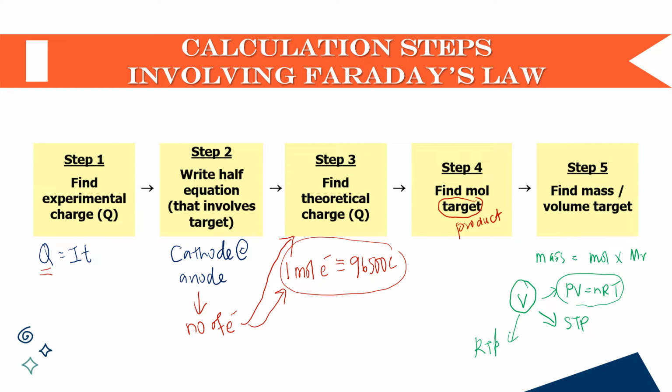So, yang awak tahu kalau untuk STP, 1 mole of gas will consist of 22.4 liter volume, whereas for RTP, you will get 1 mole of gas consists of 24 liter of volume. Okay, so yang tu secara teori. Jadi number of mole tadi kita dah dapat, kita bolehlah buat stoichiometry untuk cari berapa volume of gas yang sebenar.